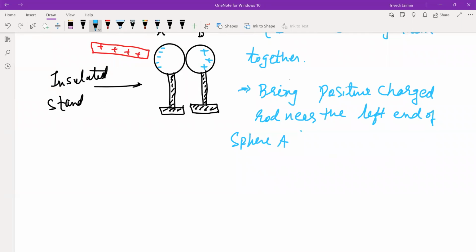So in short, what's happening here? Both spheres become charged. Now, if we remove this rod, then there will be some charge in A, and there will be some charge in B. Right? Both spheres will have some charge. So this process is called induction, inducing charge without touching.